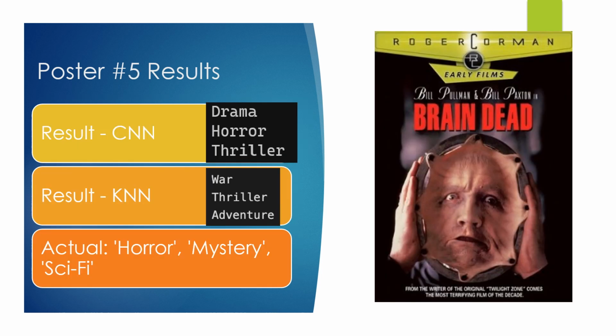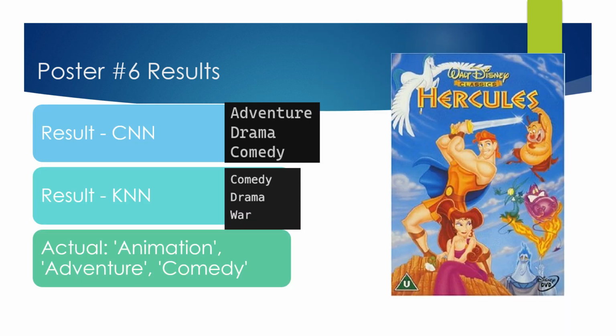For this poster, the CNN model predicted horror correctly, where it should be horror, mystery, and sci-fi. The KNN model did not predict any of them correctly. And for poster 6, the correct ones were animation, adventure, and comedy. The KNN model predicted comedy correctly, and the CNN model predicted 2 of them correctly, being adventure and comedy.